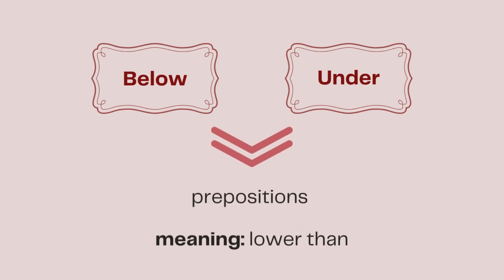Let's start with below and under. These two words are prepositions and often used interchangeably to mean lower than. For example, the book is below or under the shelf. Either we say, the book is below the shelf, or the book is under the shelf. Both sentences convey the same meaning, indicating that the book is positioned at a lower level compared to the shelf.